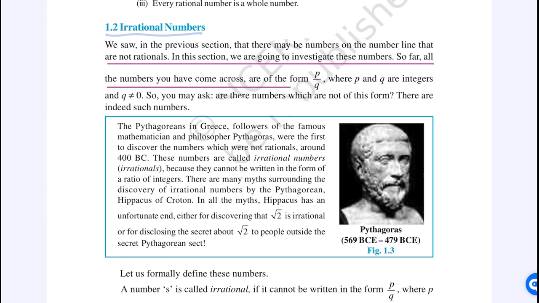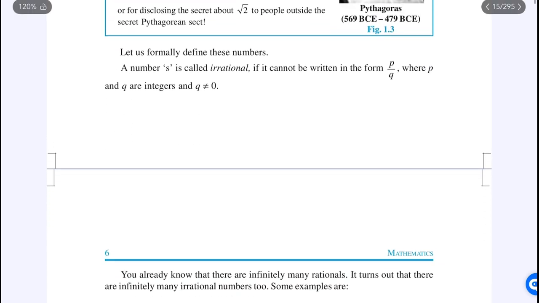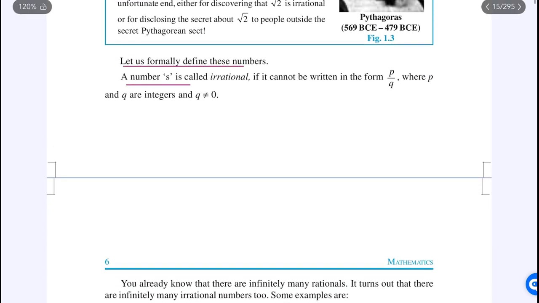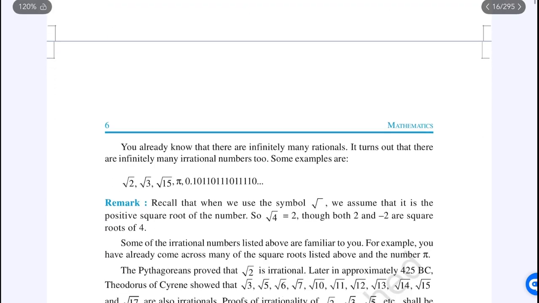So all the numbers you have come across are of the form p by q, where p and q are integers and q is not equal to 0. So you may ask, are there numbers which are not of this form? There are indeed such numbers. Let us formally define these numbers. A number s is called irrational if it cannot be written in the form p by q, where p and q are integers and q is not equal to 0.